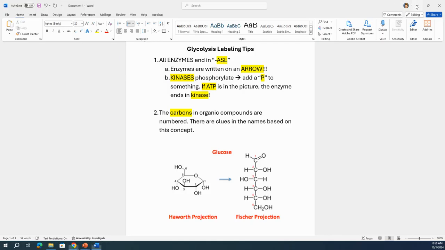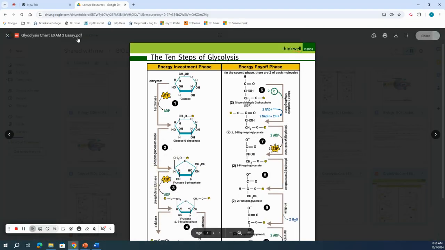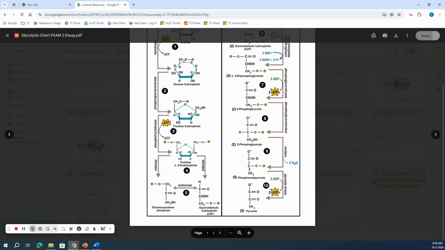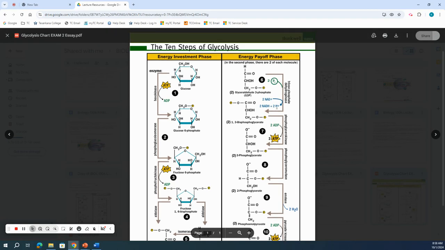All right, so let's go back. Initially, what you have here up at the very top is your energy investment phase, okay? That's going to be something that you're going to have to fill in. And notice in this case, ATPs are going in over here, okay? So ATPs are going in during the energy investment phase. In the energy payoff phase, they are coming out. So if you pay attention to those arrows there, we can see that.